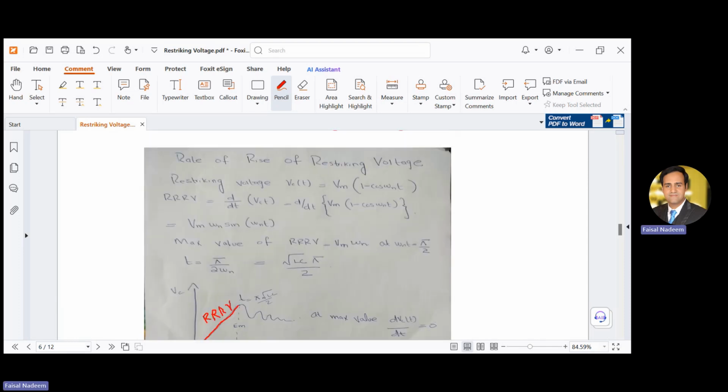The rate of rise of restriking voltage, as the name indicates, is a rate, so we can get it by differentiating the restriking voltage. So when we take the derivative of the restriking voltage Vc(t) with respect to time, we get the rate of rise of restriking voltage. The restriking voltage is Vm(1 minus cos omega nt).